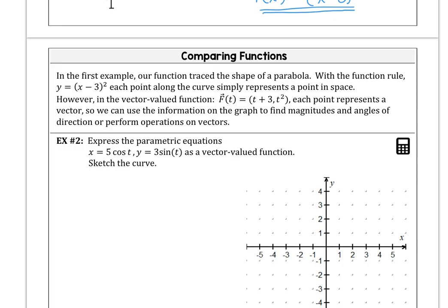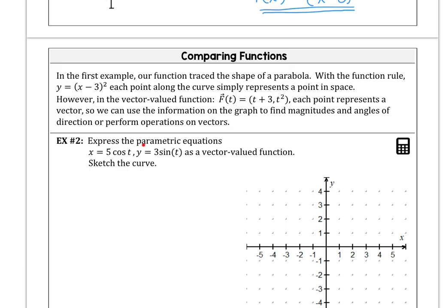So in our first example, we saw that the function traced out the shape of a parabola. With the function rule that we wrote down, x minus 3 quantity squared, each point along the curve simply represents a point in space. But in the vector valued function where we have t plus 3 comma t squared, each point represents a vector. So we can use the information on the graph to find magnitudes and angles of direction, or we can perform operations on those vectors.